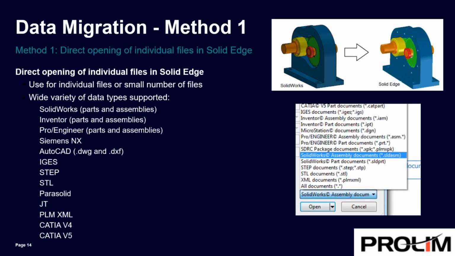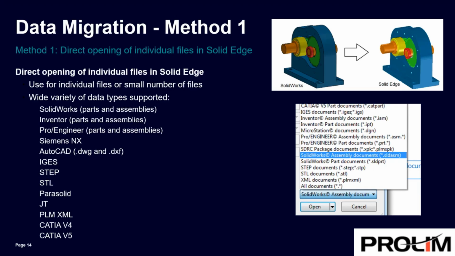Okay, so let's break down each one of these methods a little deeper here, and we'll go back to method one, which is just directly opening the individual files in Solid Edge. As you can see here, we have a big list of file types that can be recognized and brought in, and there is some limited migration that happens with this raw direct file open when you select your non-native Solid Edge CAD data. You can see we have SolidWorks, with options for parts or assemblies. Inventor, we have parts and assemblies. Pro-E, we have parts and assemblies. We can do an NX PAR file, IGES, STEP, SolidWorks.